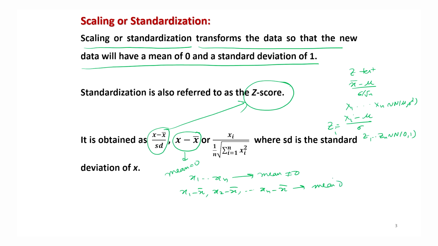Right. And similarly, the third procedure, which is xi upon the square root of 1 upon n times the sum of squares of the observations. This is another technique for the standardization of the data. So these are different types of procedure that we are going to discuss in the next couple of slides, and we will also demonstrate how they can be used in the R software, right?